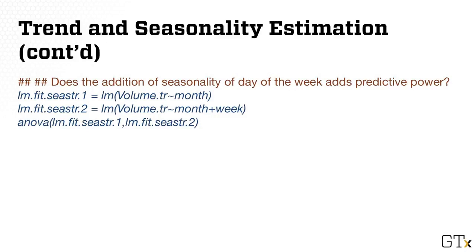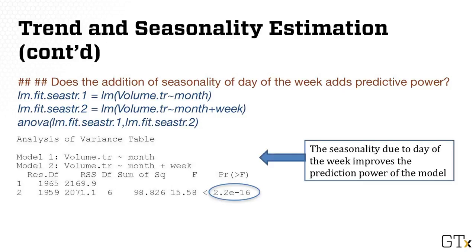I thus fitted a linear regression model with both layers of seasonality and the model with only monthly seasonality and compare them using the partial F-test through the command ANOVA in R. The input in this command consists of the two models. The output of the ANOVA command is here.